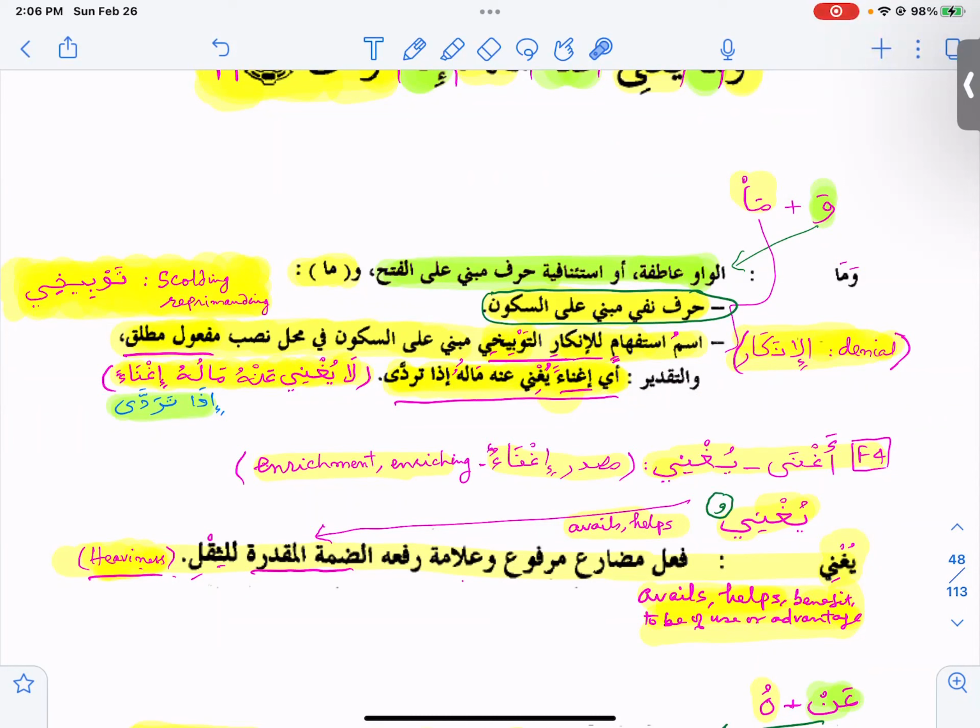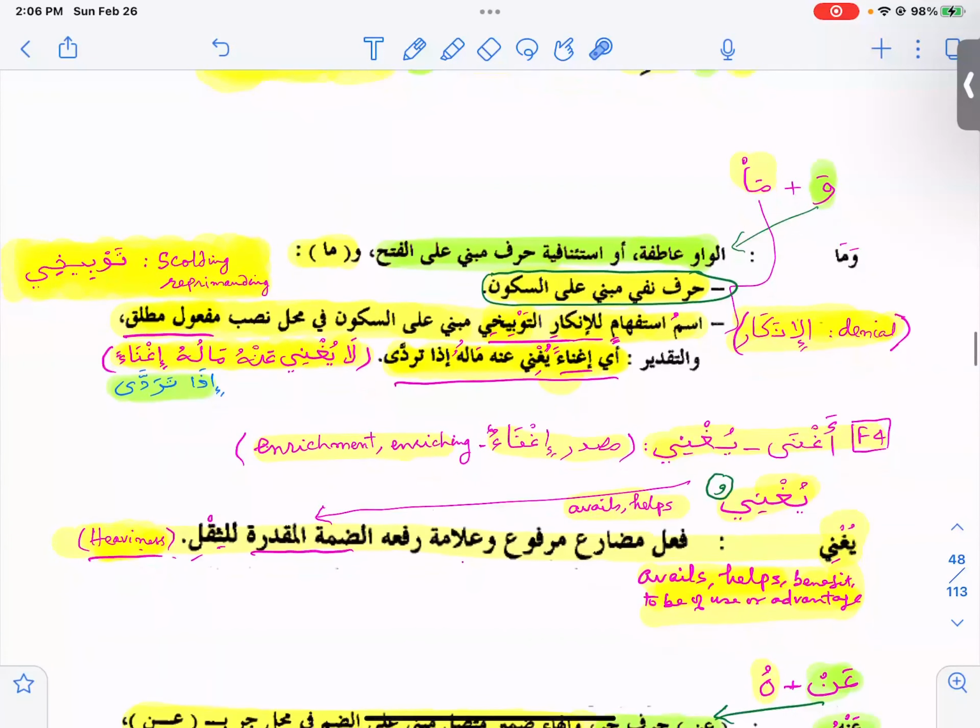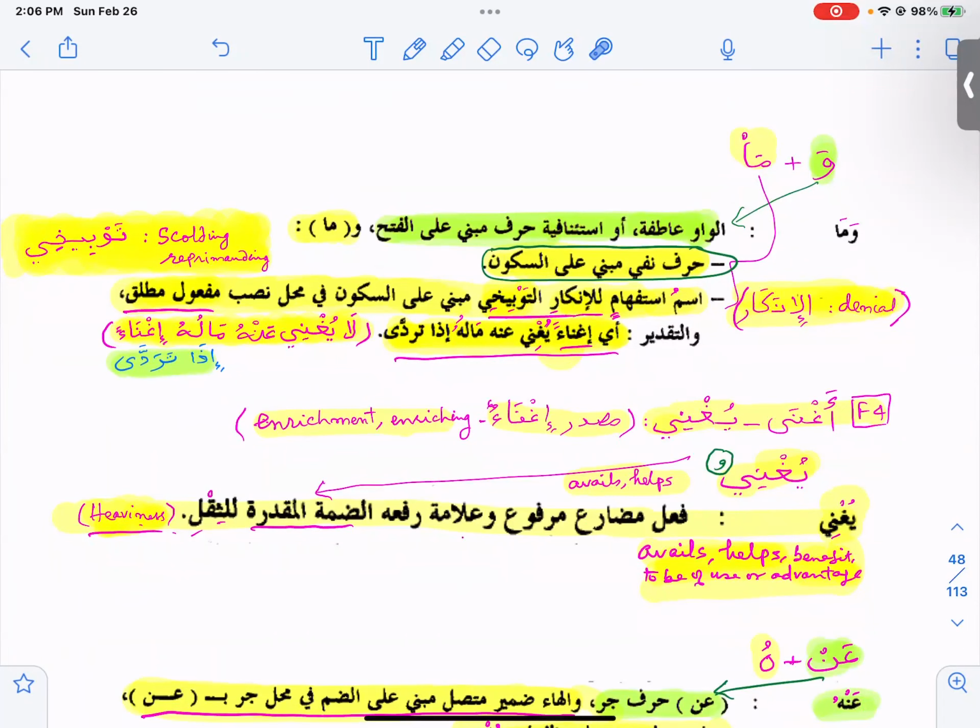So let us do this one by one. Inkar, we know, denial. Ismu istifhamin lil inkari, for denial. Tawbikhi means scolding, reprimanding. Mabnin ala sukun fi mahalli nasbin mafulun mutlak. Okay, we'll see why it is mafulun mutlak. Wama yugni anhu maluhu iza taradda. Taradda means he will fall. Okay? So I change that to show you how mafulun mutlak comes from here.